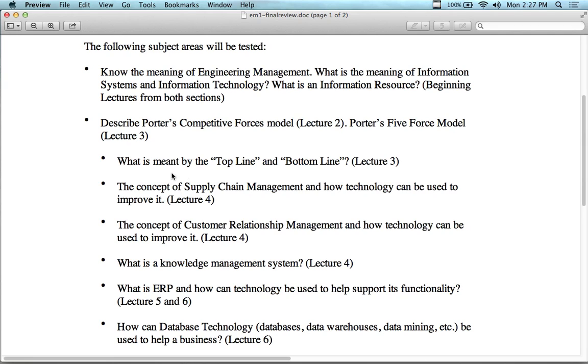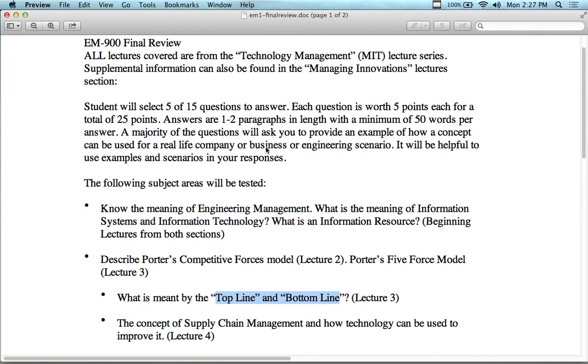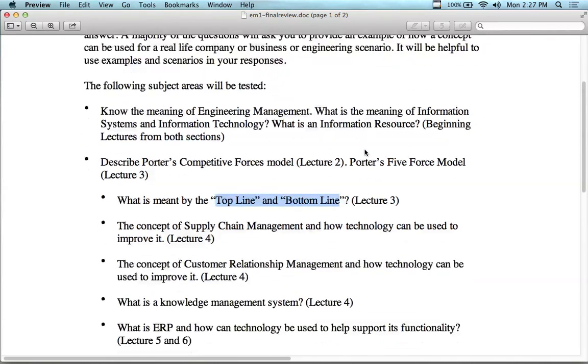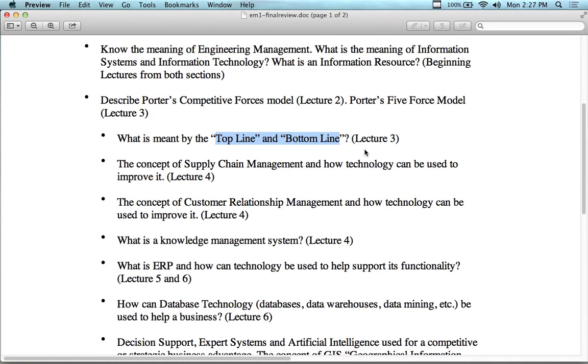And then this particular question, and this would be a typical one, might have something on it that says provide, and I put the wording up here. A majority of the questions will ask you to provide an example of how a concept can be used in real life, in a real life company, or business or engineering scenario. So you could talk about a project and say, if we look at the top line versus the bottom line, the top line would be this, this, and this related to our project.